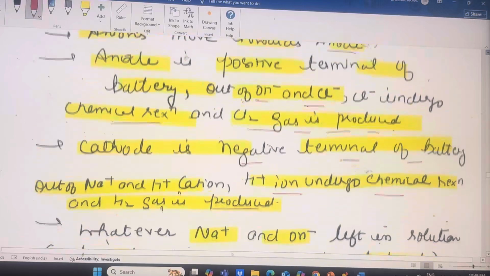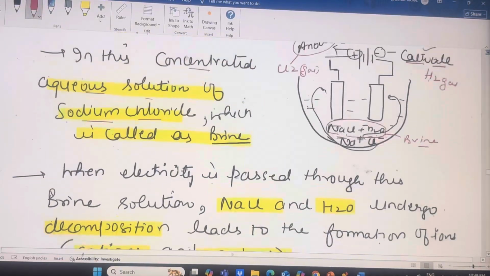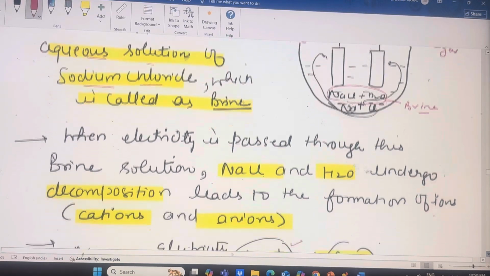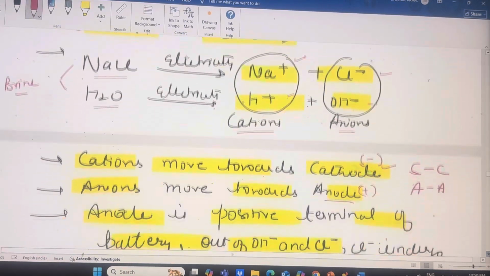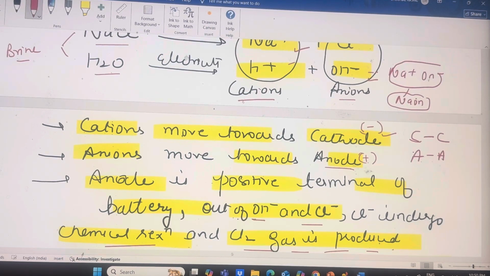If you see here, this is the positive terminal of the battery, anode. तो एनोड पे हमारा क्लोरीन गैस बनता है। Cathode is the negative terminal, तो कैथोड पे हमारा हाइड्रोजन गैस प्रोड्यूस होता है। So whatever is left in the solution, means sodium ion is left and hydroxide ion is left in the solution, so they both combine together to make sodium hydroxide, and this is also produced near the cathode.